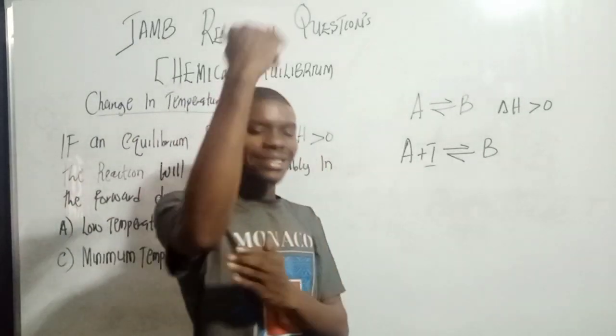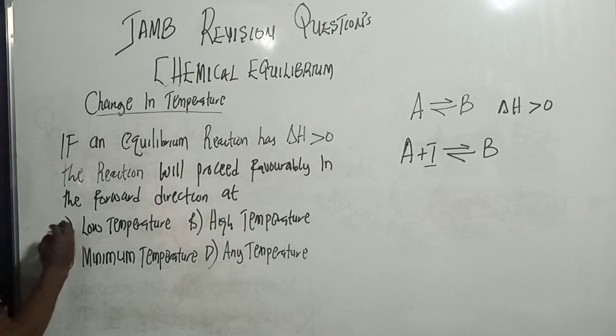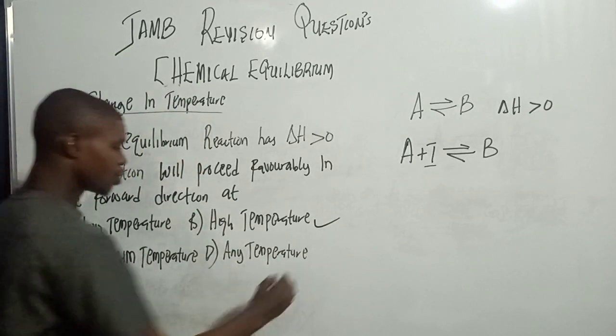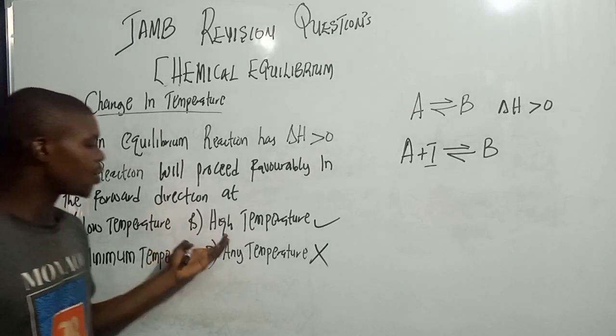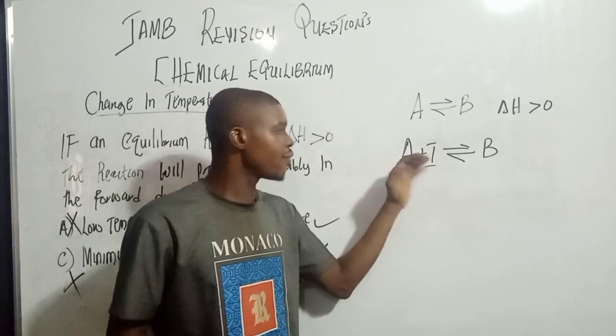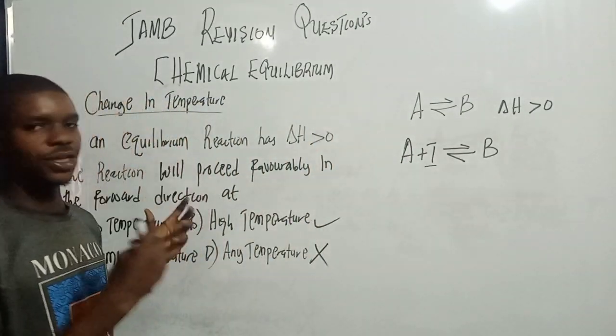That is high temperature. So let's look at our options. Low temperature, no. High temperature, yes. Attaining temperature, no. Minimal temperature, no. So it is going to be at high temperature. An increase in temperature will favor the forward reaction. Hope you understand. Let's look at change in pressure.